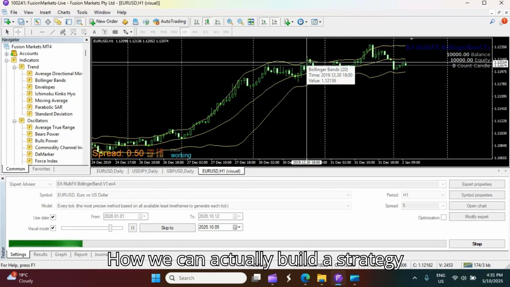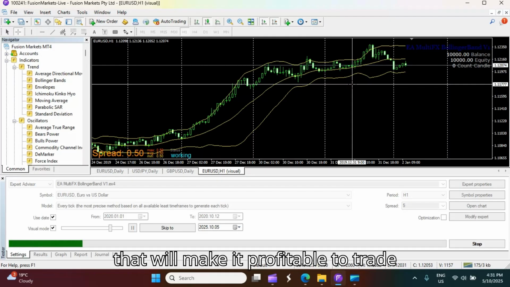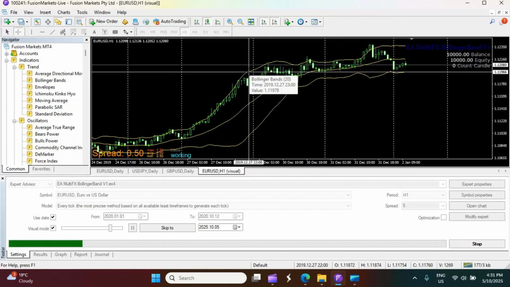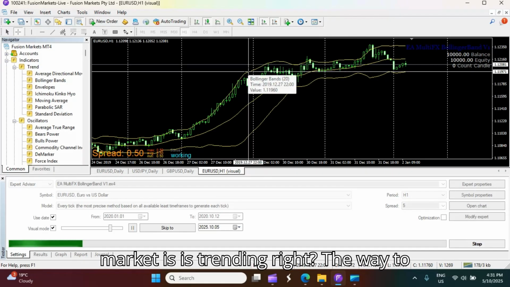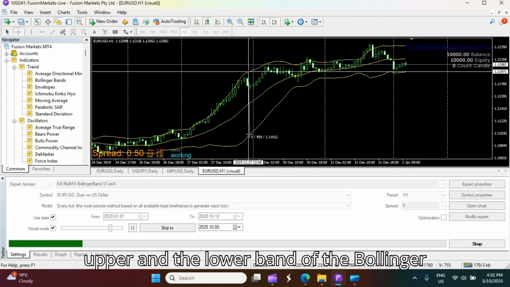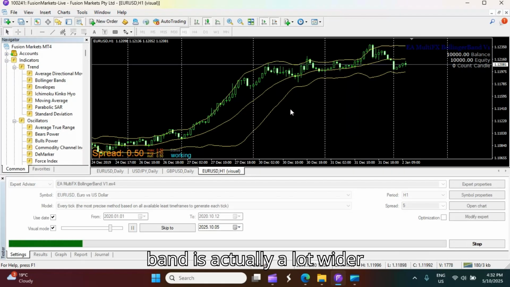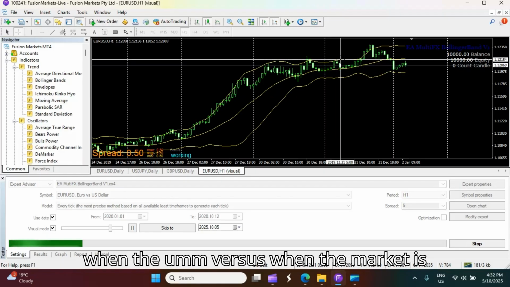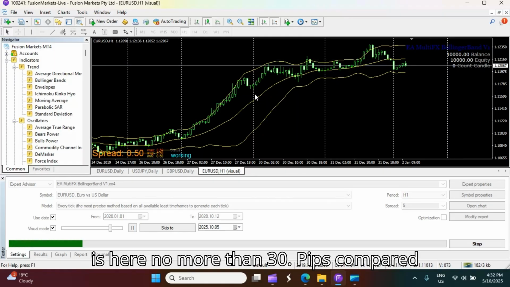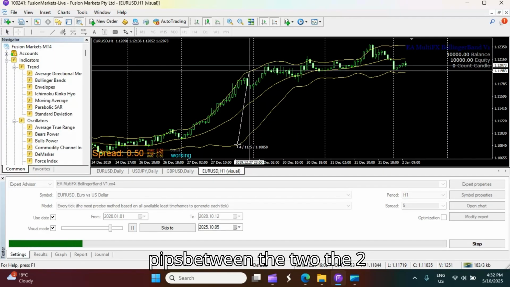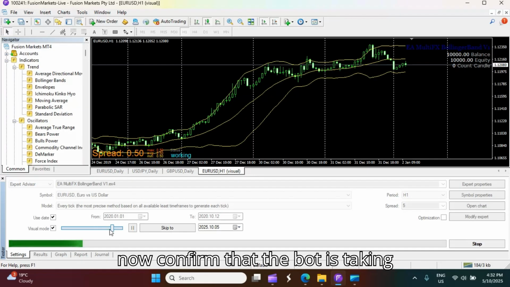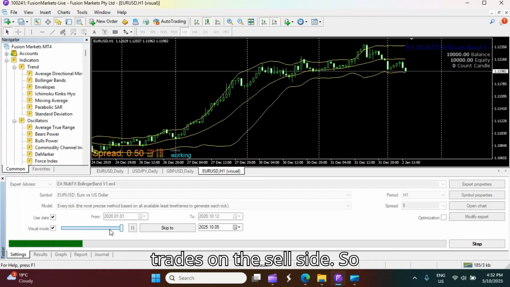So we'll look at how we can build a strategy that will be profitable to trade when the market is in a narrow range or when the market is trending, right? The way to know that the market is trending is that the distance between the upper and the lower band is a lot wider than when the market is in a narrow band, like it is here, no more than 30 pips, compared to 112 pips between the two bands. But for now, let's just confirm that the bot is taking trades on the sell side.